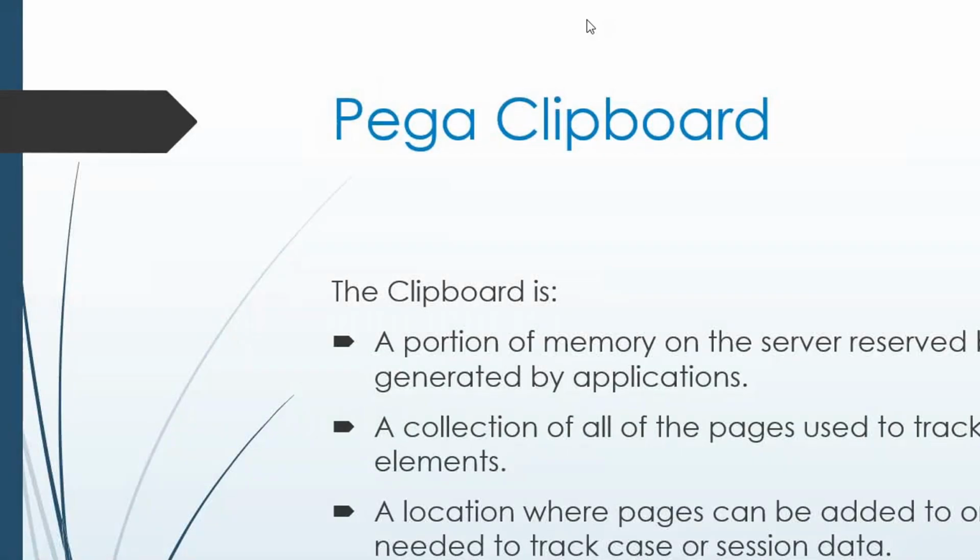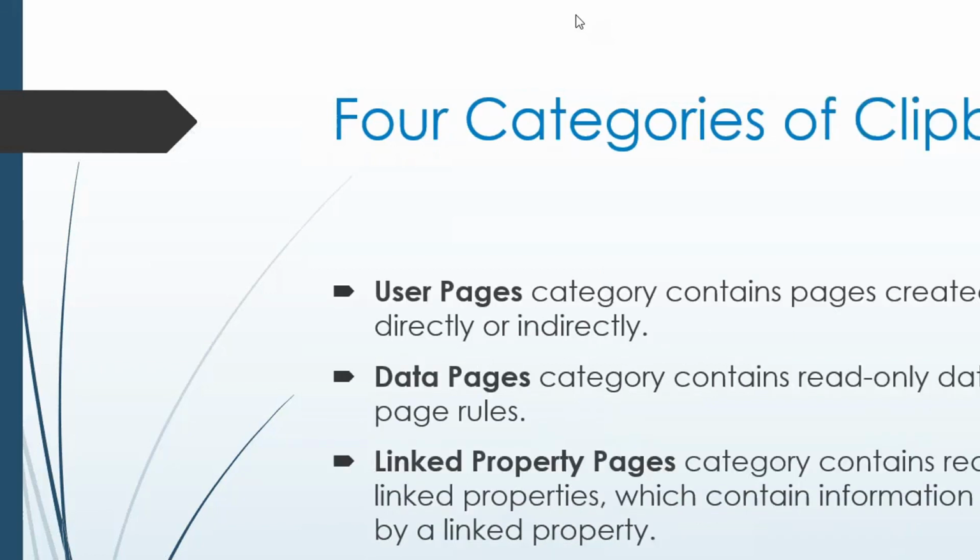Now, let us go back to understanding the clipboard in the meanwhile. Within the clipboard, you'll get to see a lot of pages. Pages, as in not the page concept that we discussed yesterday. Page as in here, a collection of data elements, you could say. So there are a lot of pages within the clipboard. But what are we interested in? These four categories of the clipboard pages.